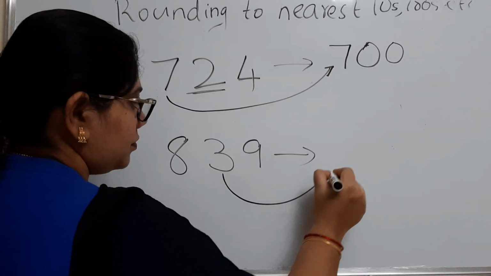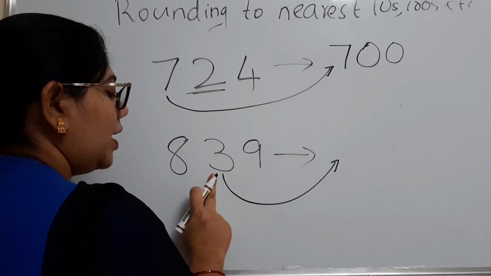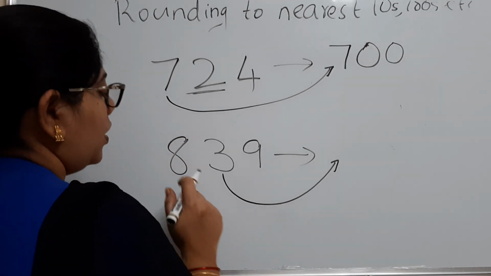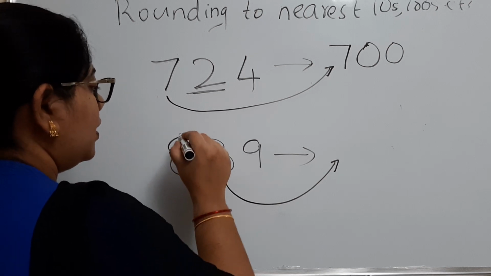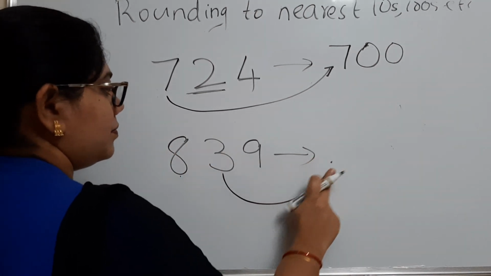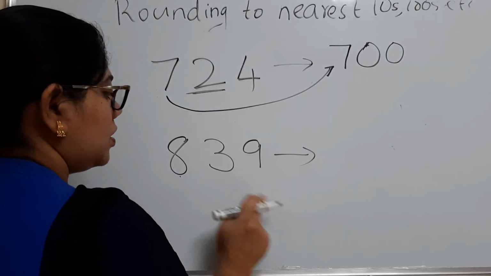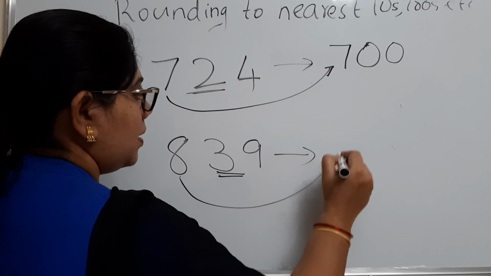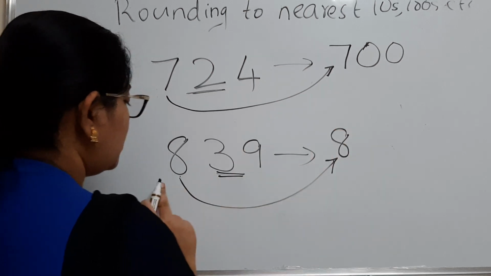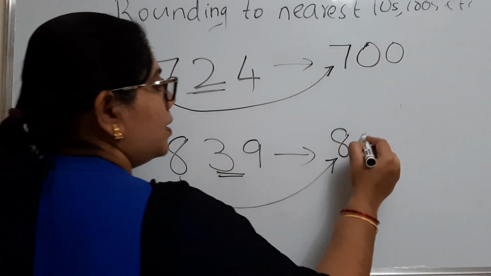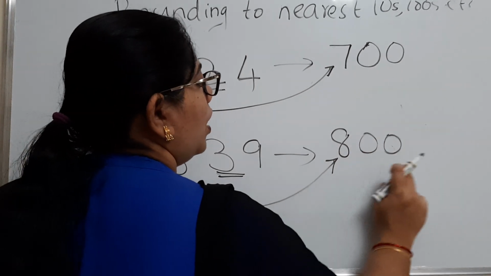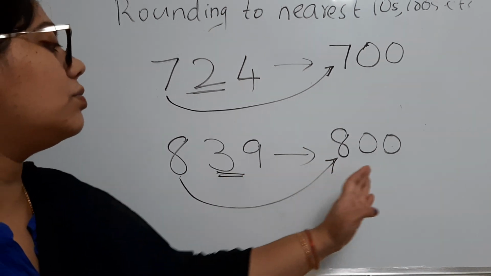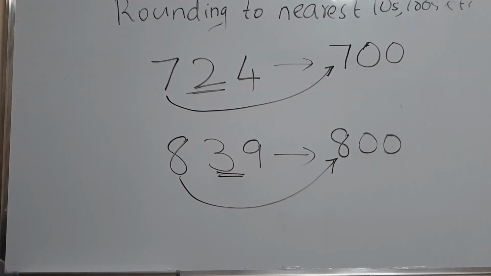Check the tens place. Here also 3 is less than 5. So this number remains the same. This first number is 8, so it remains the same. These two numbers you want to write as 0. So rounding 839 to the nearest hundreds is 800.